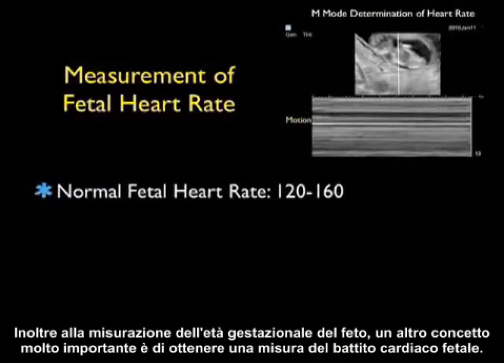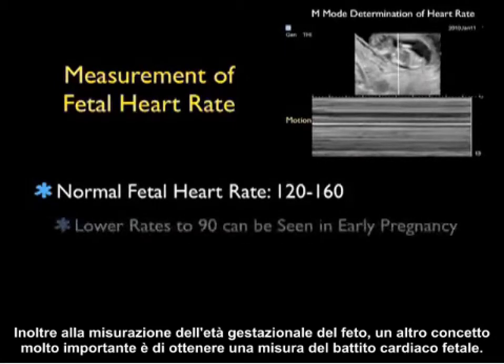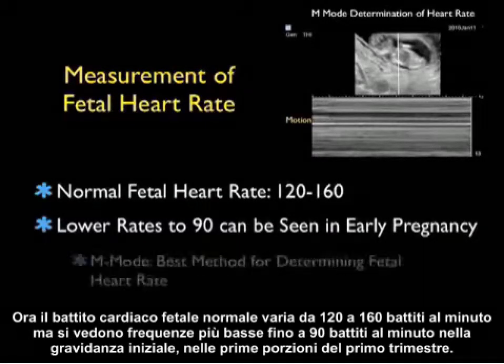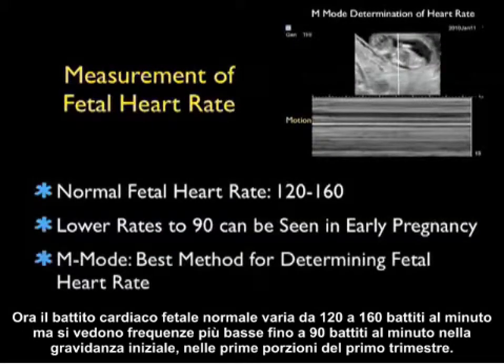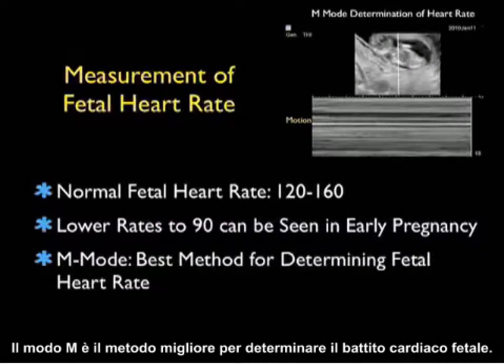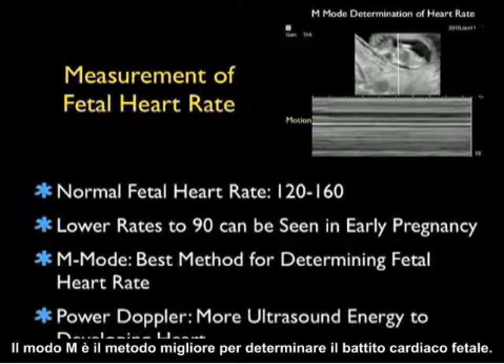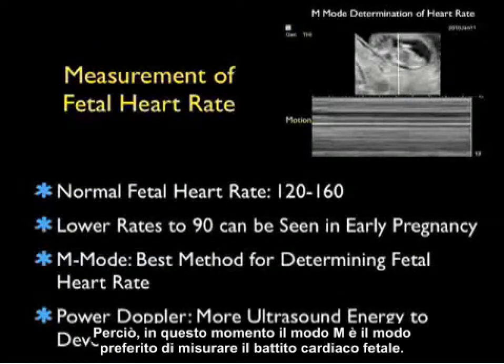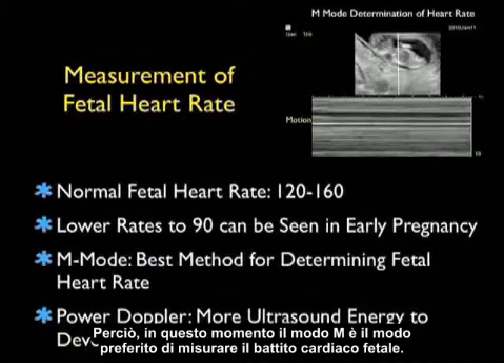In addition to measuring the gestational age of the fetus, another very important concept is to get a measurement of the fetal heart rate. Now, normal fetal heart rates will range from 120 to 160 beats per minute, but lower rates down to 90 beats per minute can be seen in early pregnancy in the early parts of the first trimester. M-mode is the best method for determining fetal heart rate. Power Doppler, in contrast, gives more ultrasonic energy to the developing heart. Thus, M-mode is the preferred way of measuring the fetal heart rate at this time.